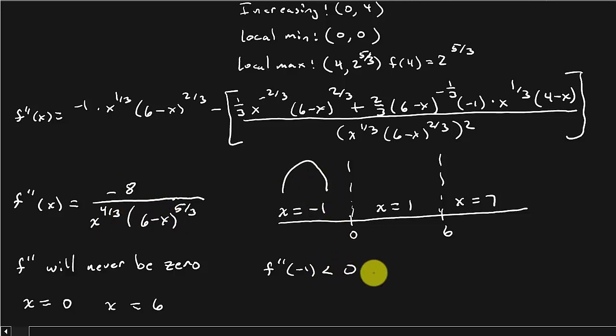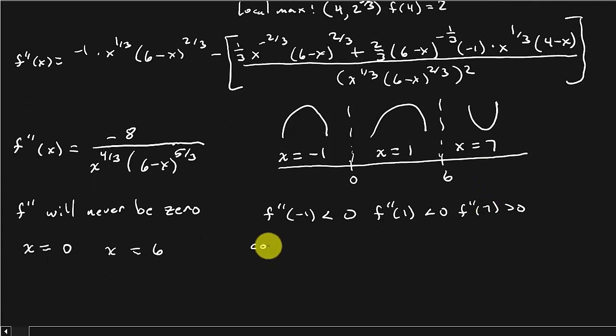So that's concave down. And then f double prime of 1, positive, positive, negative. So this thing is negative, so that's concave down. And then I have f double prime of 7. That's going to be negative, positive, negative. That's positive, and so that's concave upward.